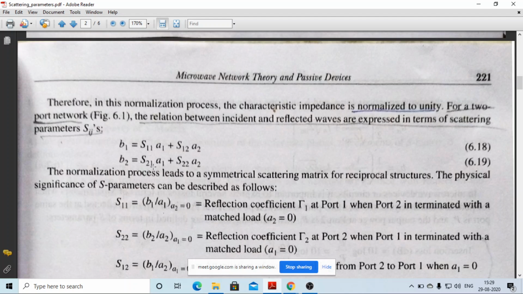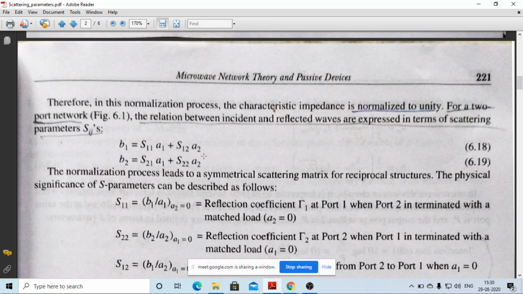Now for finding the S11, we must keep our A2 equal to 0. A2 equal to 0 means there is no wave coming at port 2. Making sure no wave comes from port 2 is only possible by a matched load. When you see the laboratory, in the lab there is one more passive component, a simple matched load device.